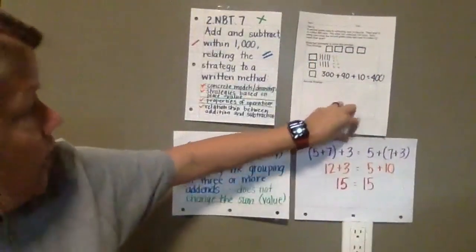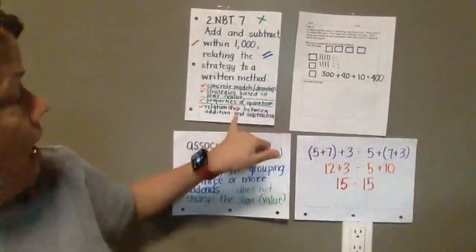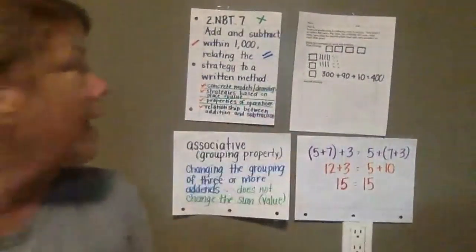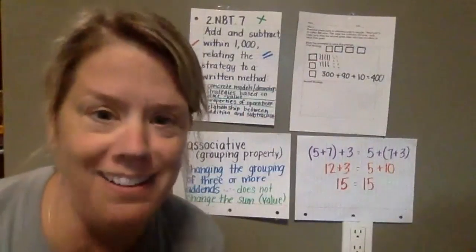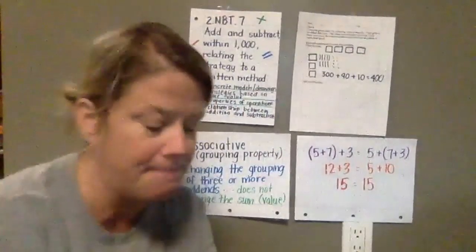And second graders, you need to be able to do that. So Miss Street's going to model it today. We're going to start with our subitizing.